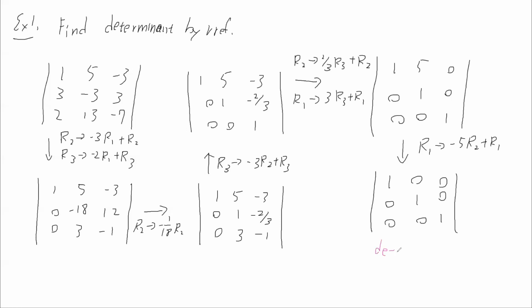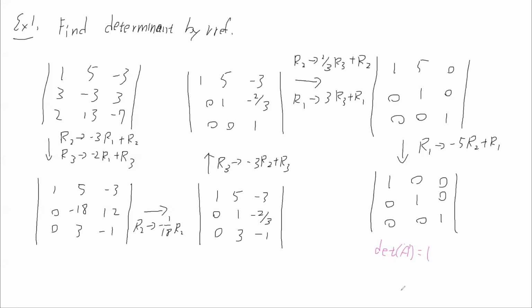The determinant of this is equal to, let's call that A prime. We're going to go back to A. So it's just the diagonal, 1 times 1 times 1, which is 1. So going backwards, we're going to look at our elementary row operation and see what that does to our determinant.